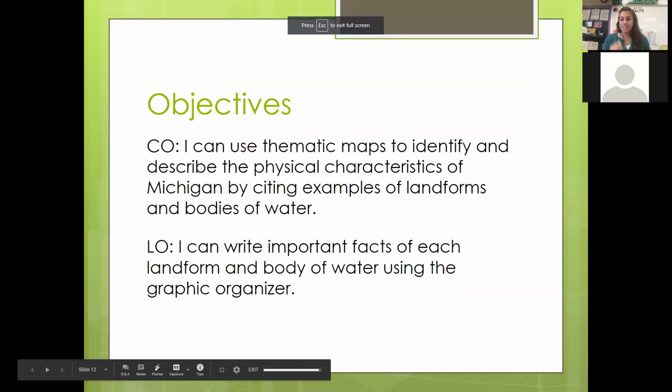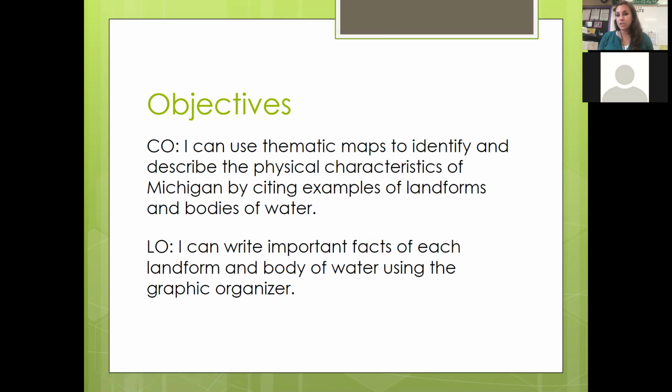So our objective today is going to be to use thematic maps. So they're not just regular maps, they have a theme to them so that we can identify physical characteristics, those natural characteristics of Michigan. We're going to be taking a look at landforms and bodies of water. And our language objective for today is going to be to write some of those important facts using your graphic organizer. And we've done that a lot already in these graphic organizers in our packet. You don't need to worry about that today.